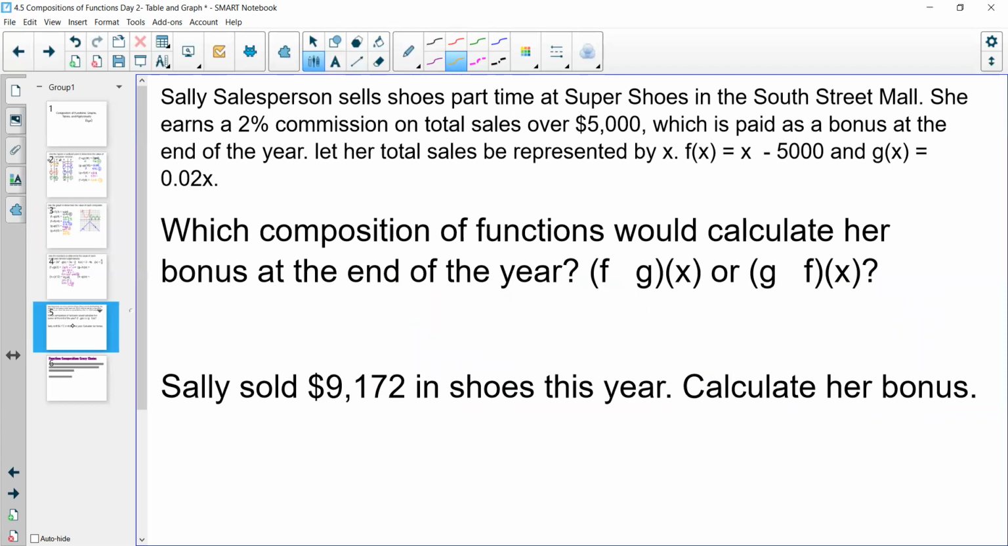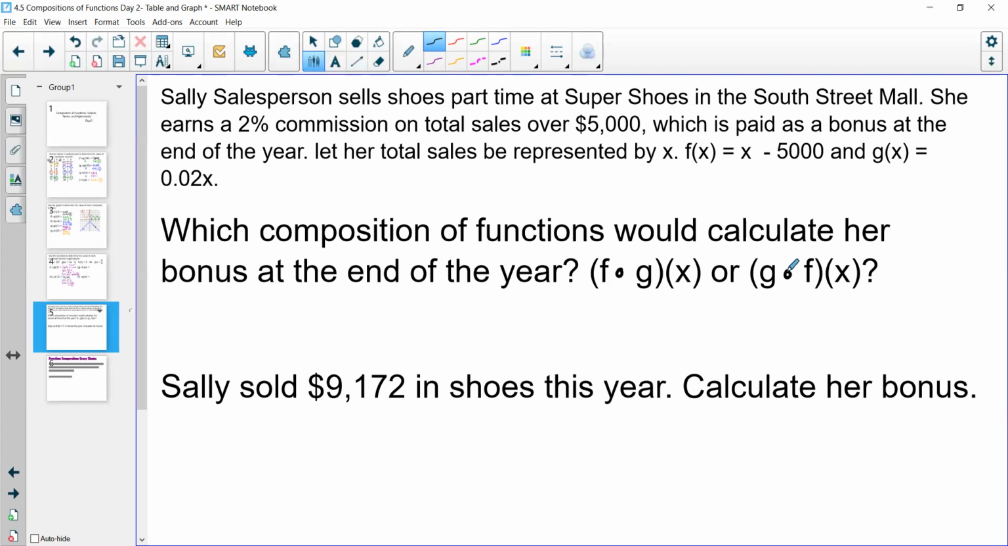This one says, a salesperson sells shoes part-time at Super Shoes in a South Street mall. She earns a 2% commission on total sales over $5,000, which is paid as a bonus at the end of the year. Let her total sales be represented by x. If f of x equals x minus 5,000 and g of x equals 0.02x, between these two functions, f of x and g of x, which one would calculate her bonus at the end of the year? f composed of g or g composed of f?